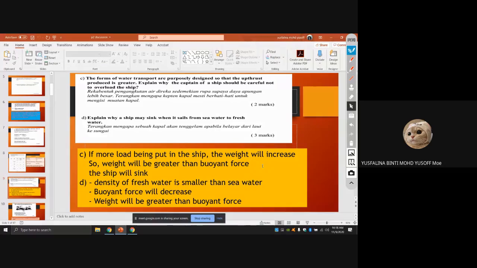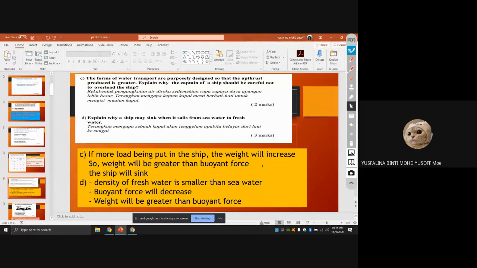For D, explain why a ship may sink when it sails from seawater to fresh water. For this one, you have to mention the density. When you mention the density, you cannot say that the density is different. How does it differ? Which one is higher? The density of the seawater is higher. If you compare, you have to mention which one is higher and which one is lower. You cannot just say different.